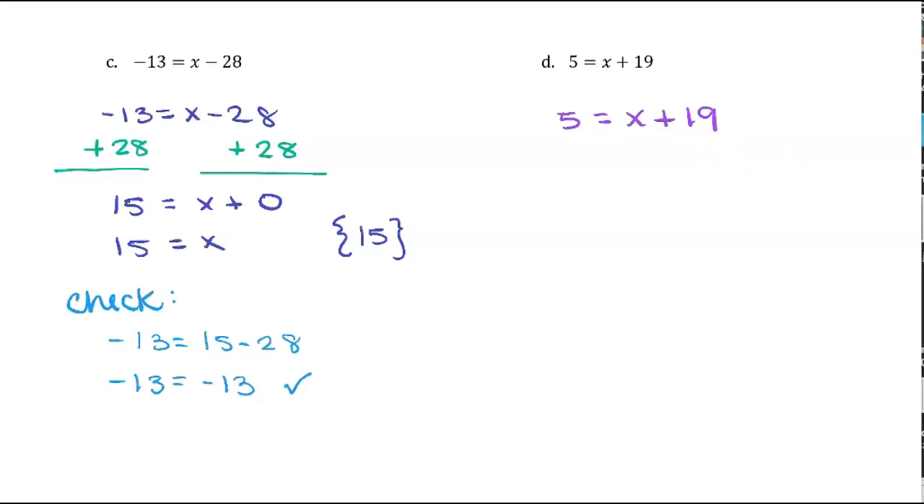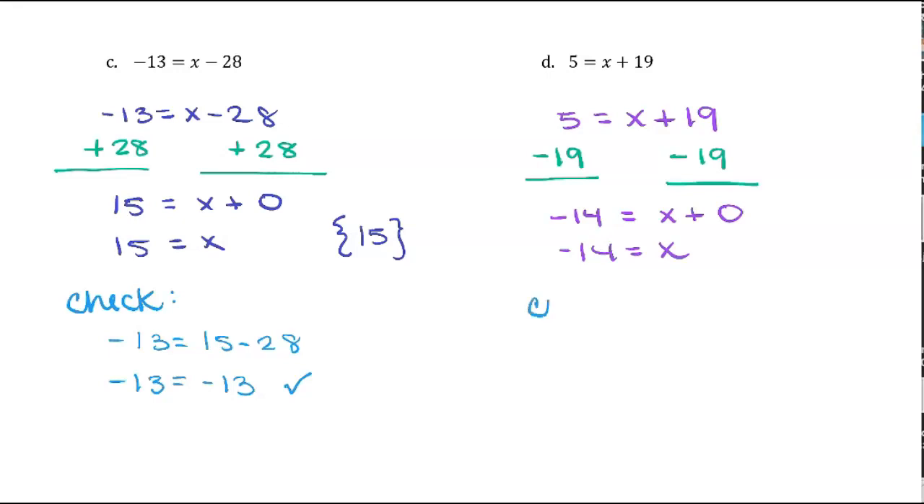So the addition property also lets us subtract the same number from both sides of an equation. So to get rid of that 19, we're going to subtract 19 from both sides of the equation. This gives us 5 minus 19, or negative 14 on the left. This gives us x plus 19 minus 19, or x plus 0. That is, x equals negative 14.